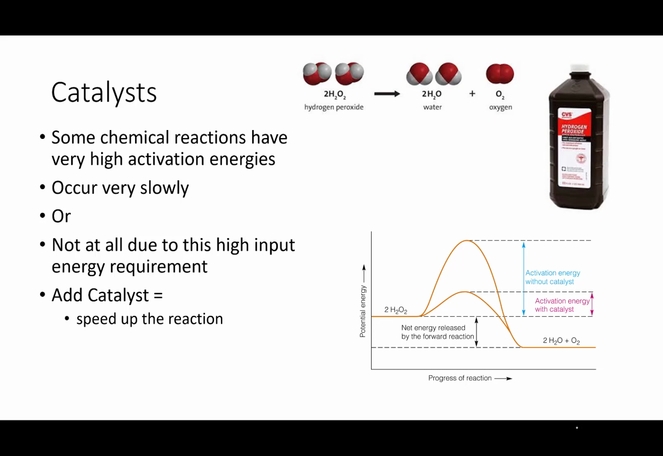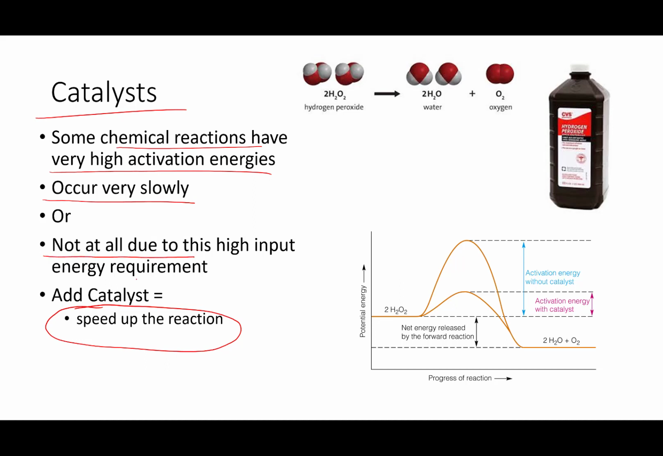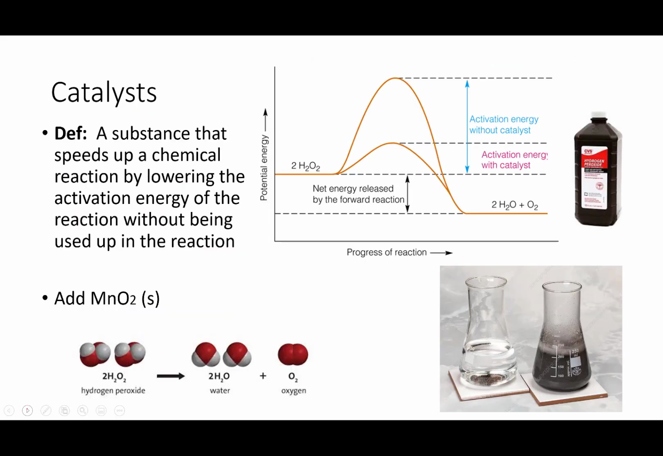Hi folks, let's talk about catalysts. Now, a catalyst is something that speeds up a chemical reaction. Some chemical reactions have crazy high activation energy, so high that these reactions occur very, very slowly or almost not at all due to the high energy requirements involved. And what a catalyst is going to do is speed up that reaction.